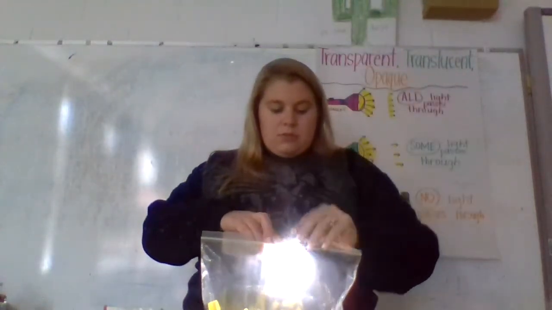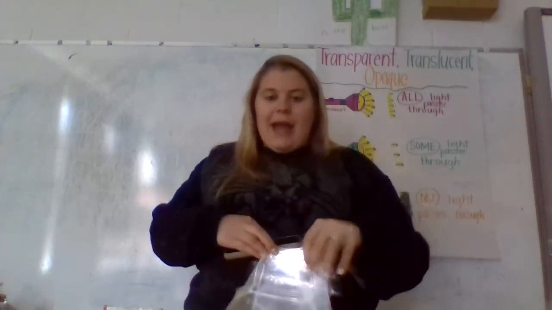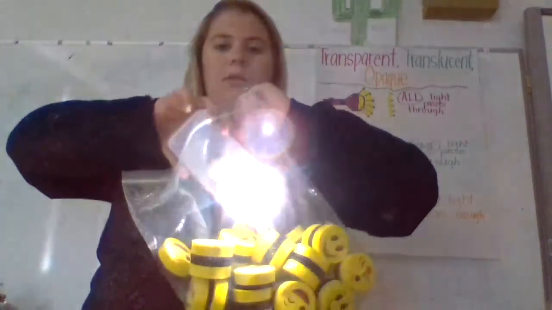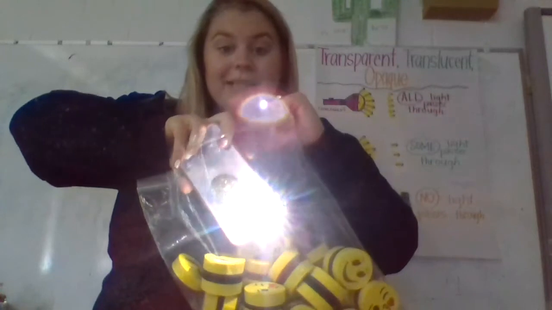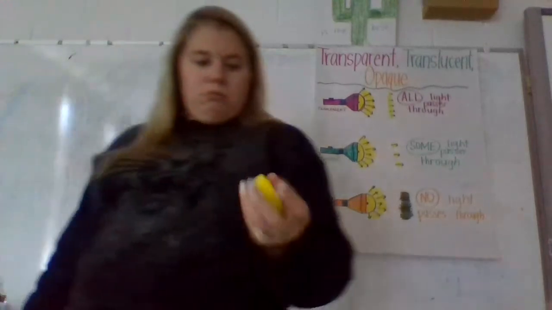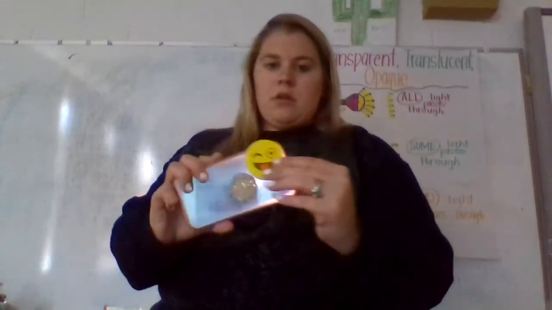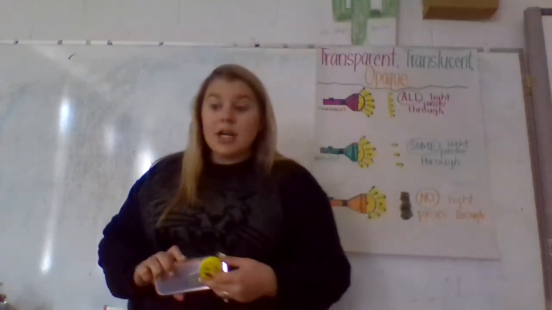Now I've got a Ziploc baggie full of erasers. If I can get it open. If we think about just the baggie, I'm going to put my flashlight just inside the baggie. Do you think that this clear Ziploc is transparent, translucent, or opaque? All of that light is coming through. So that means that this baggie is transparent. But what if I pull one of the erasers out of it? What do you think this eraser is going to be? It's really thick. You can't see anything coming through. So that means that eraser is opaque.